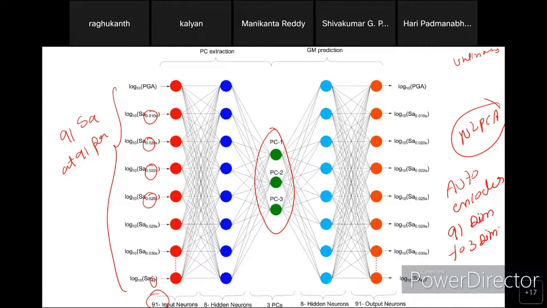I am also calculating, okay, 91 star, yeah. Now, how many unknowns are there, has any of you calculated? Tell me. Roughly also you can tell, you can type in the chat box. See, has any of you given these numbers? So 91, 8, 3, 8, 91.